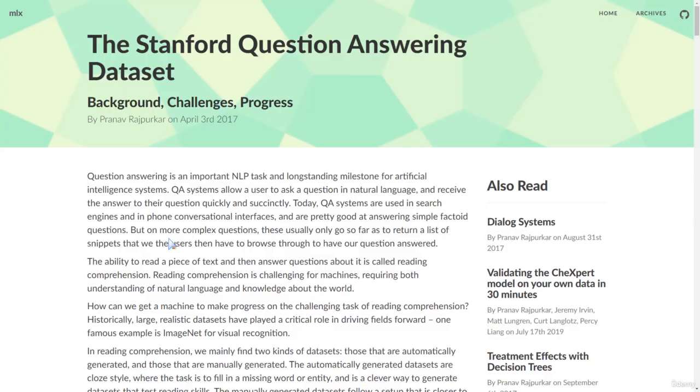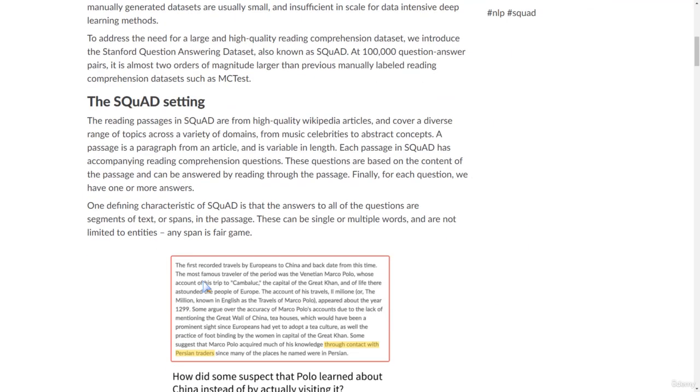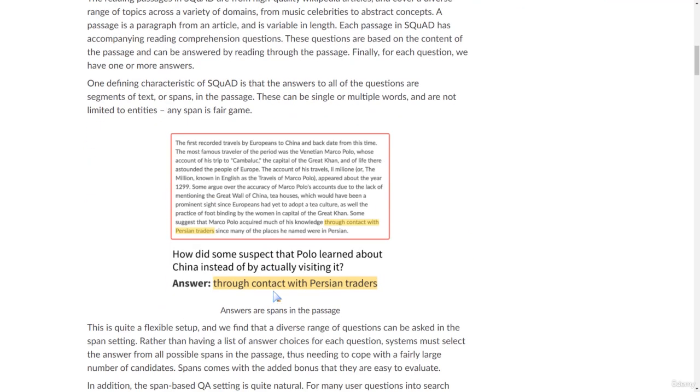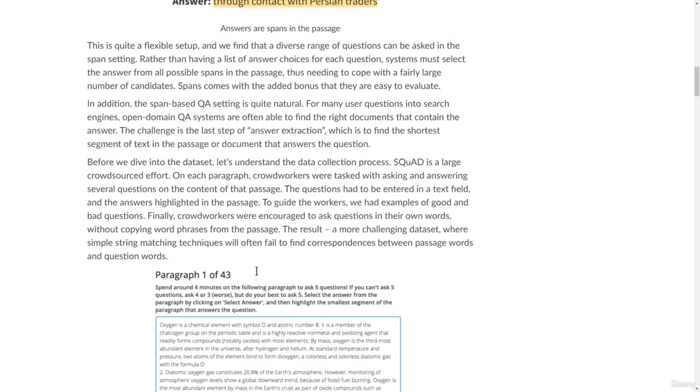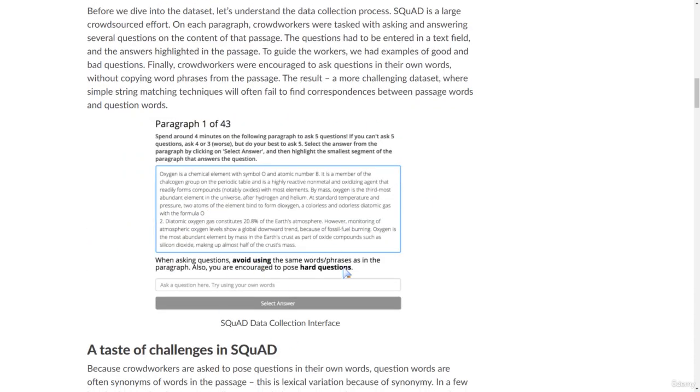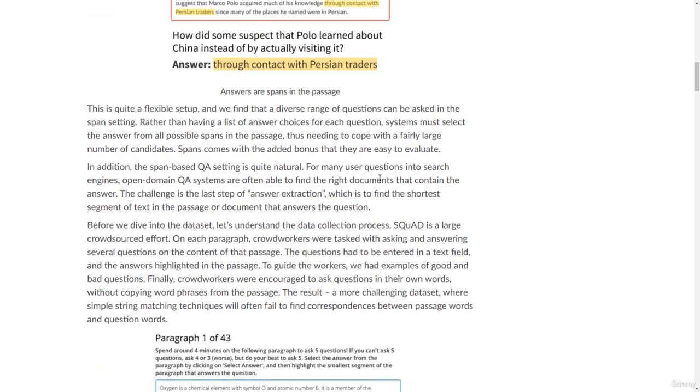Let's take a look at this article by Pranav Rajpurkar of Stanford. We look at the SQuAD setting. Here, for example, we have: how did some suspect that Polo learned about China instead of by actually visiting it? The correct answer is through contact with Persian traders. So that's it, actually selected right there. Now you could read this article in full.